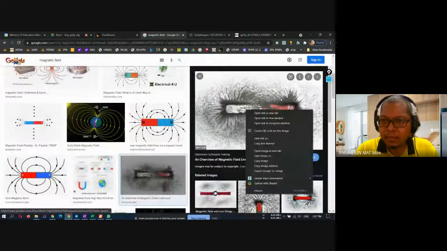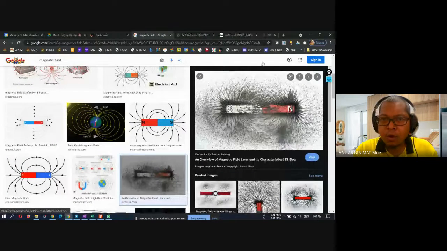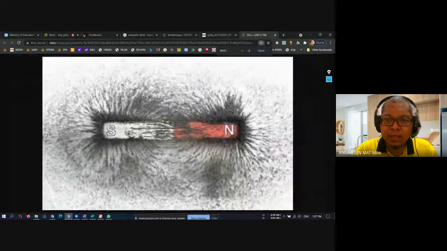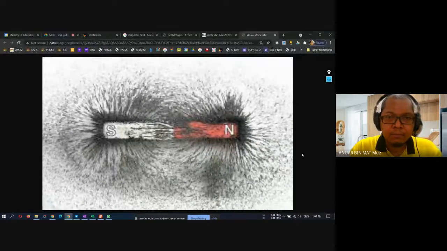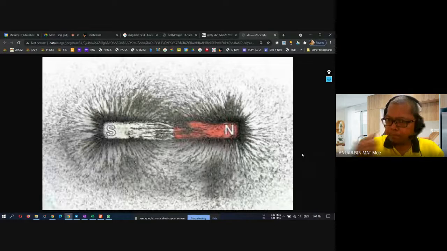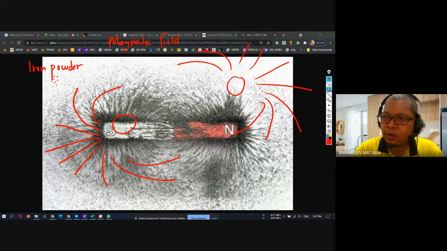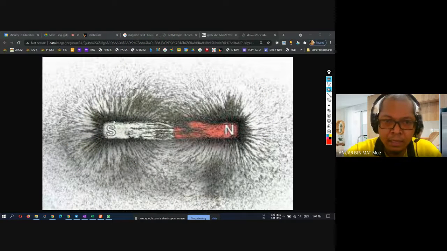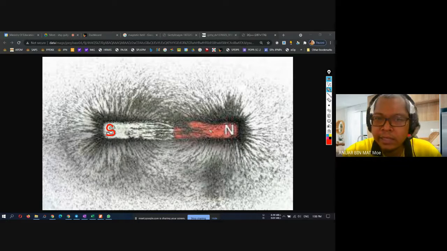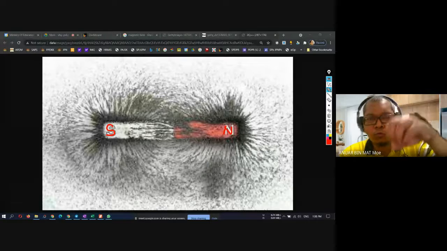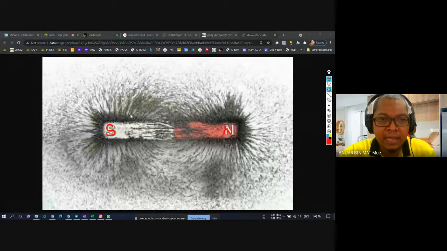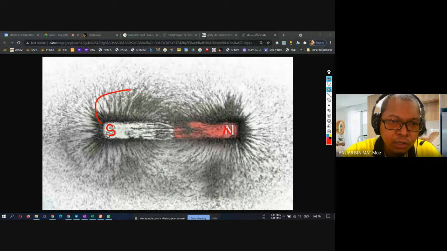Okay, this is another example of how we can detect the magnetic field on a magnet. Can you see this? I hope you can see this also, yeah? This is how we detect the magnetic field on a magnet. We have S, south polarity, and N, north polarity, and then we try to spread the iron filings, and then it will show the what? It will show the magnetic field.